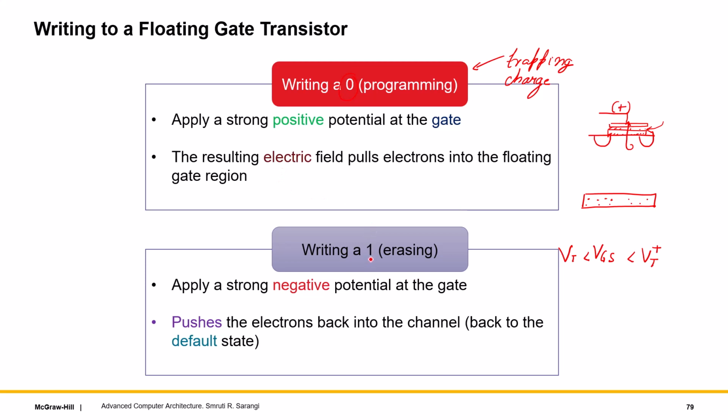Writing a 1, which is called erasing, basically would mean doing the reverse process, which is to extract all the electrons out of the floating gate. So instead of a positive potential here, you apply a negative potential which will push the electrons back. So you apply a very strong negative potential. It has to be a strong voltage that will push the electrons back into the substrate, and the cell will again come back to a low resistance state or a logical one, because the electrons that were trapped have been pushed back. So the idea is quite simple, either you pull up or you push back.